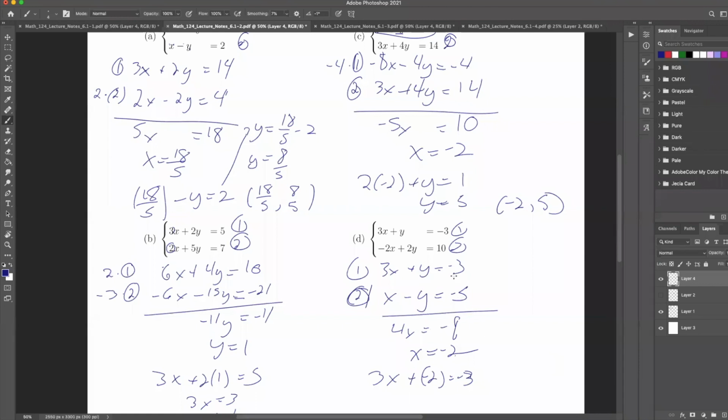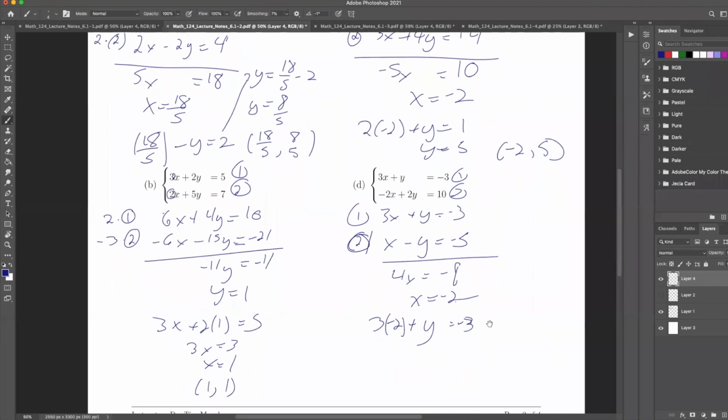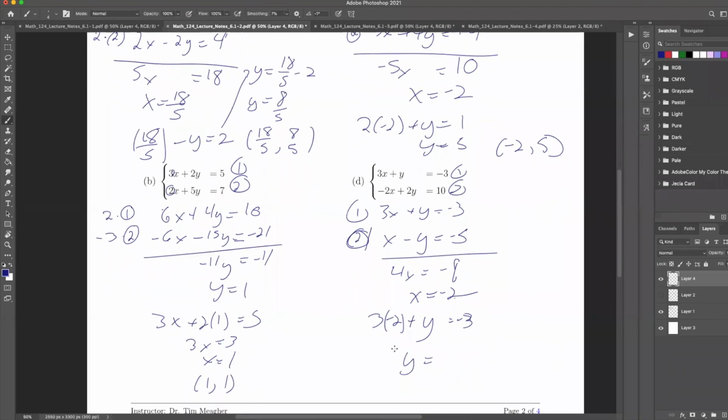Hold on. That's an x. I plugged that in the wrong spot. There we go. And then we solve for y. We get y is equal to positive 3, because this is minus 6. Move the 6 over, you get positive 3, so we get minus 2.